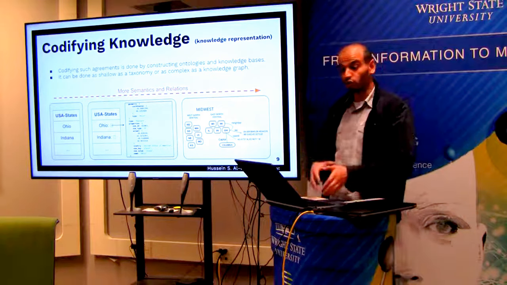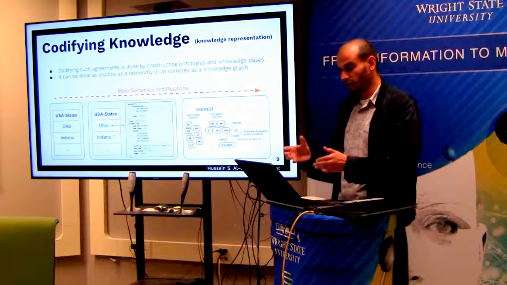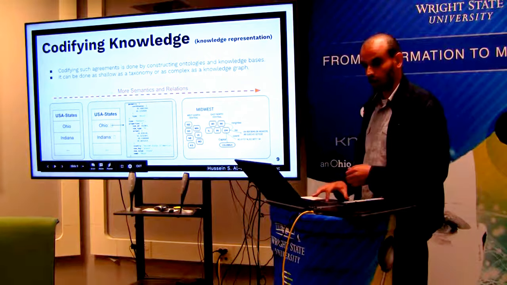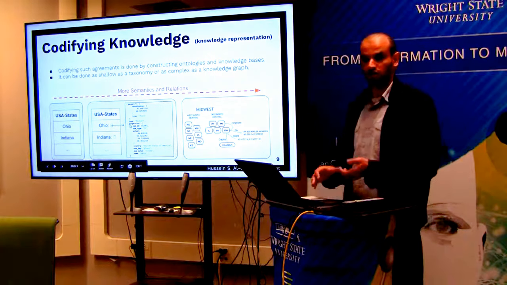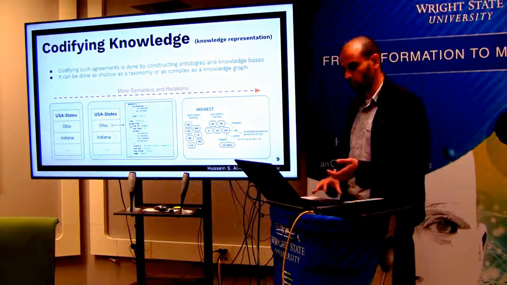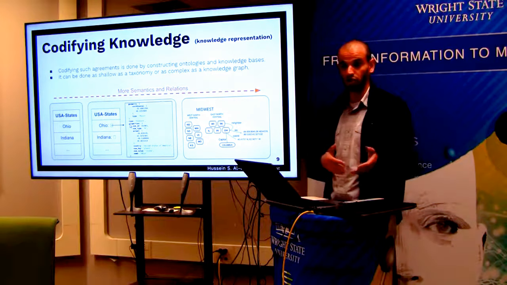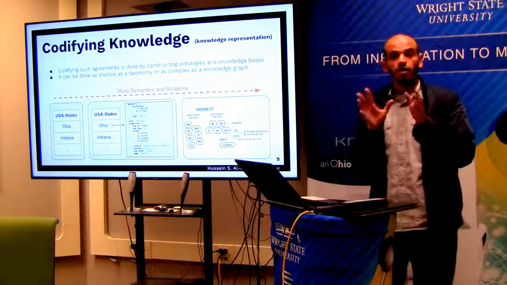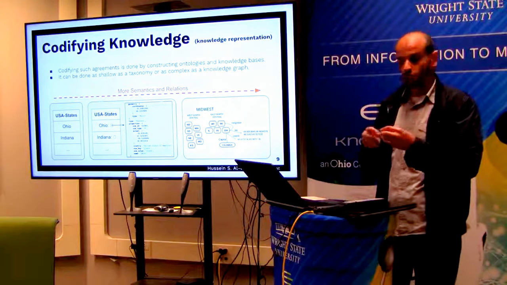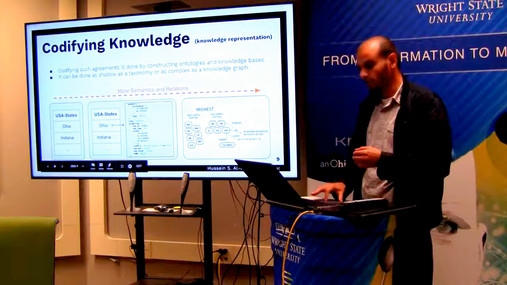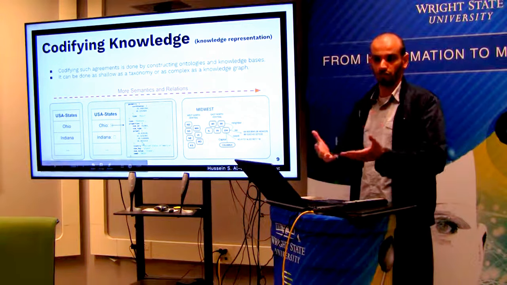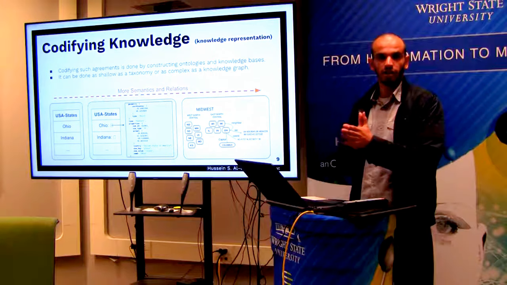If I want to add more semantics, I can have even more relations between these entities or records in the gazetteer, which means I'm going to say that Ohio is a neighbor of Michigan, as a state. So if you have only the coordinates, like what you see here, it's not guaranteed that you will have the knowledge that they are adjacent to each other, that they are neighbors.